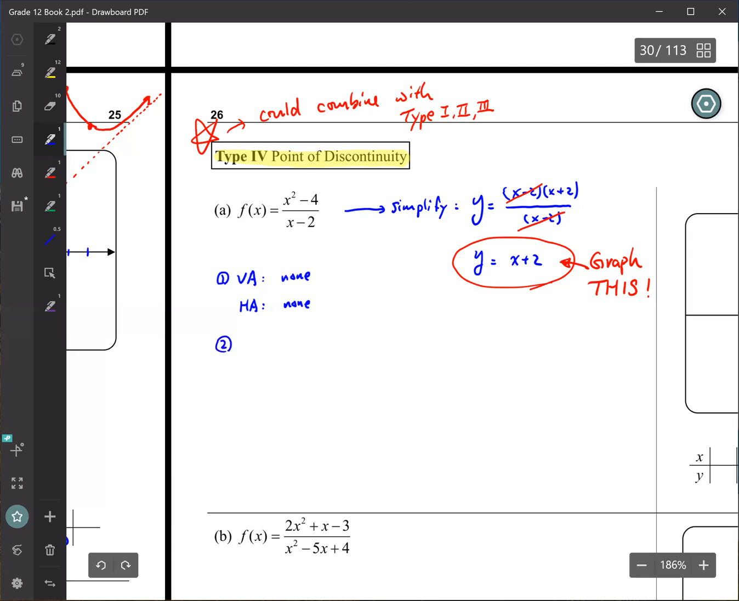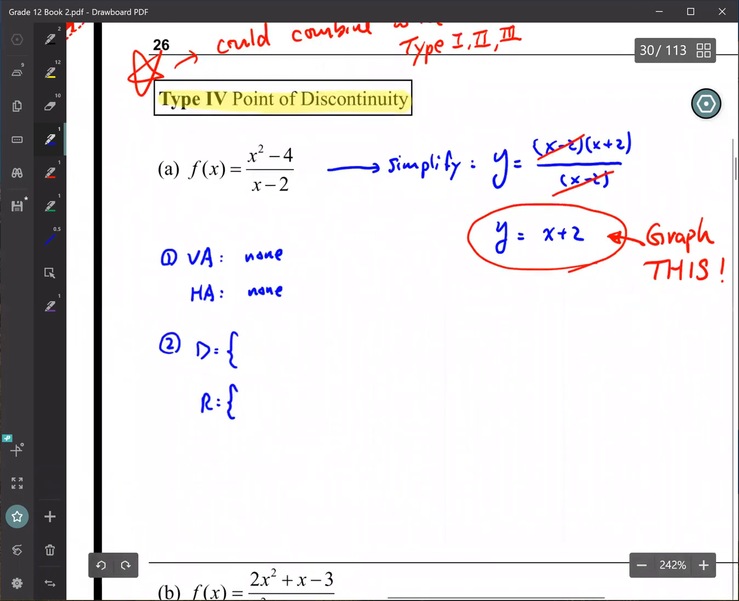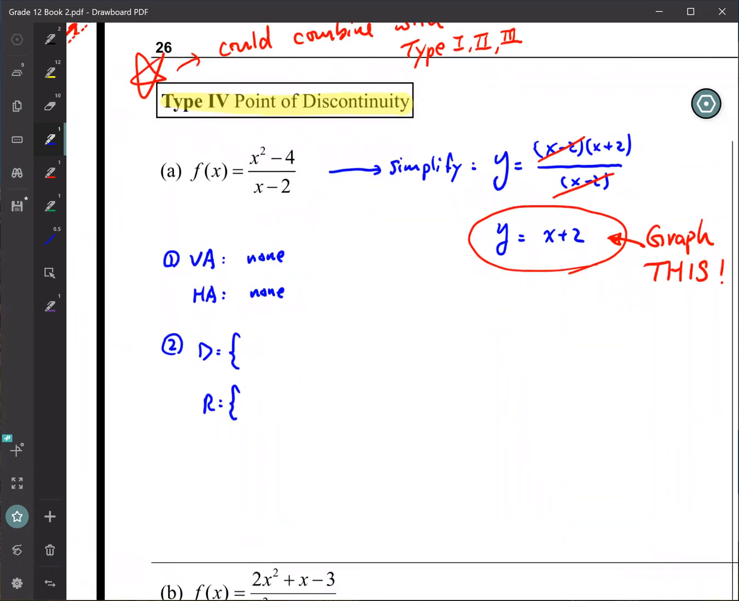Okay, number 2, we need to find domain, range, right? Now for domain range, because this is a linear line, right? So linear line can go everywhere. So looks like it's all real numbers. But then because the question came from this one, okay, so you cannot forget the past, right? Otherwise you are changing the question, right? So in the past, before you simplify, you still have restriction there. So you need to keep that in mind.